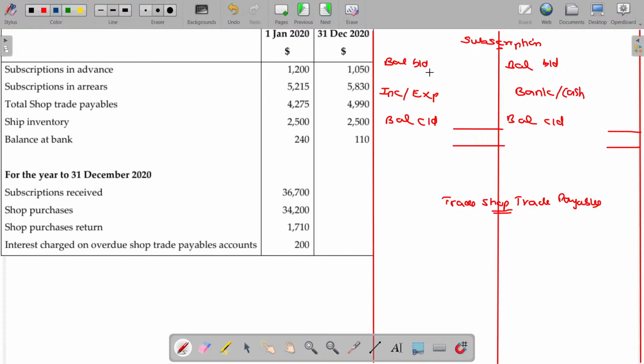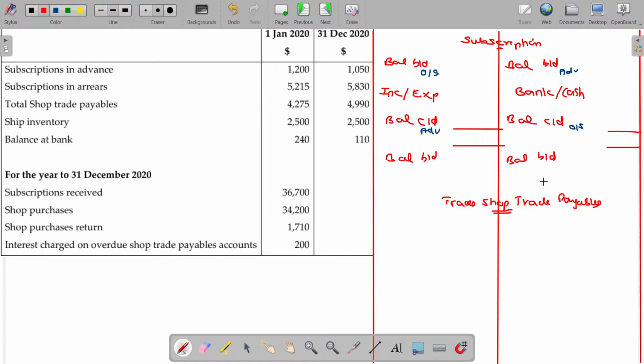Remember, this will be asset. In case of subscription being the income, if it is outstanding, then it's an asset. If you receive the income in advance, then you are liable, so it is a liability. It will be appearing here. And you can write here also balance brought down.